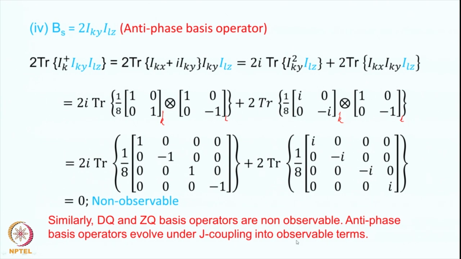Therefore, if you have this antiphase term at the beginning of detection, and during detection you do a decoupling of the two spins, then those terms will not be observable. But if you do not decouple, you allow them to evolve during the detection period under the influence of the J coupling, and then they will contribute to observable magnetization.